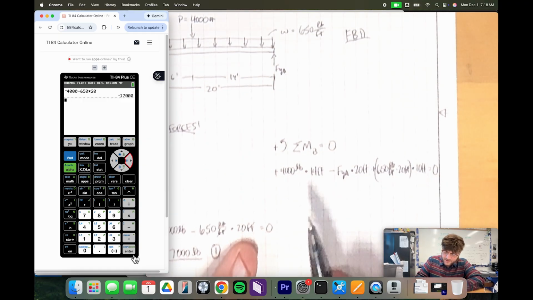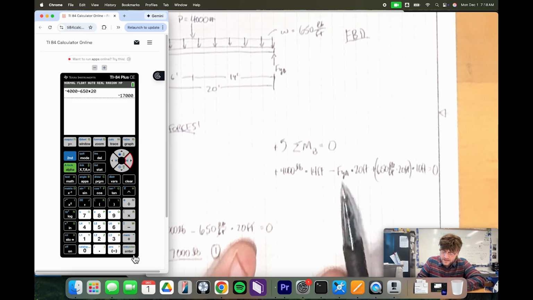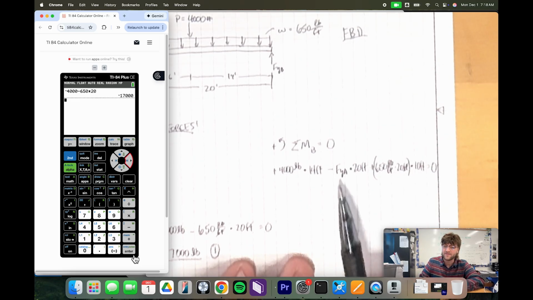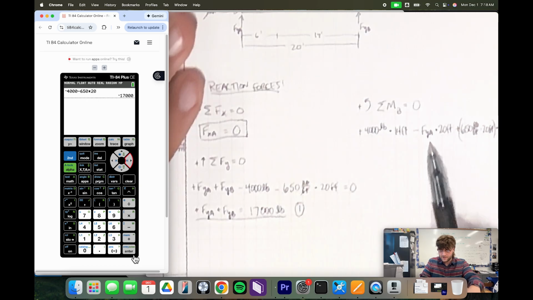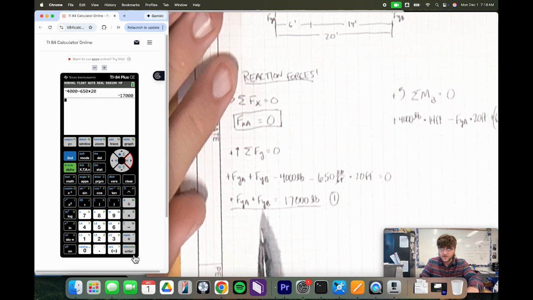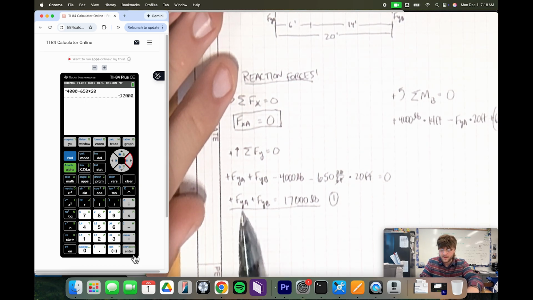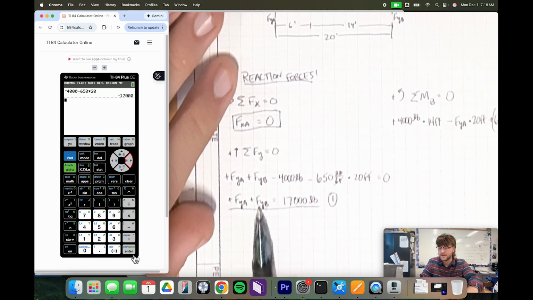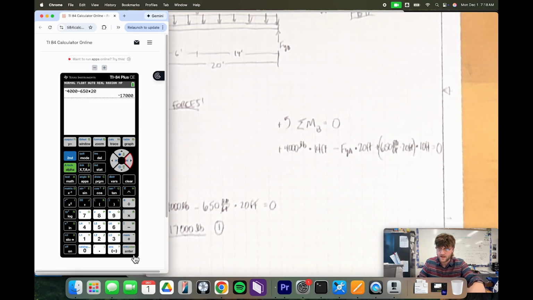And so now, as you can see, whenever we look at this equation, FYA is the only unknown in here. And so now I can solve for FYA. Then, since we had these two unknowns, I can plug back in FYA, whatever I find that out to be, and then we'll be able to solve for FYB. So that's how we're using the system of equations here.